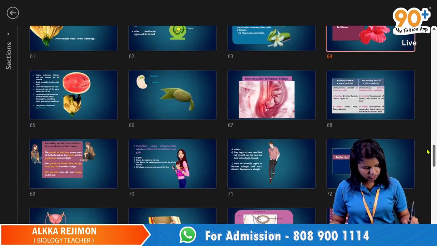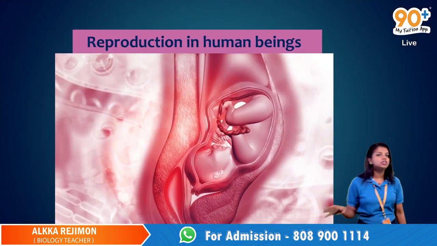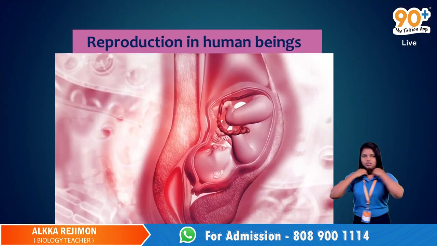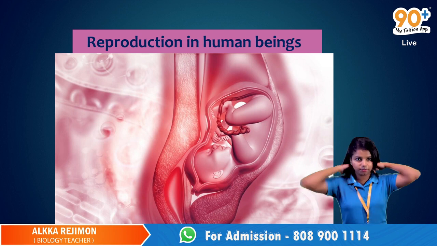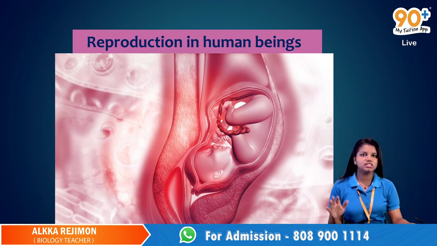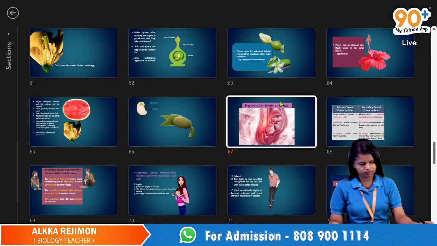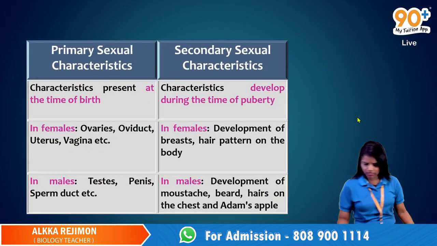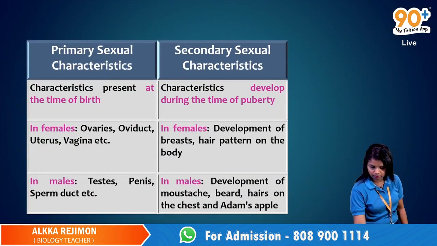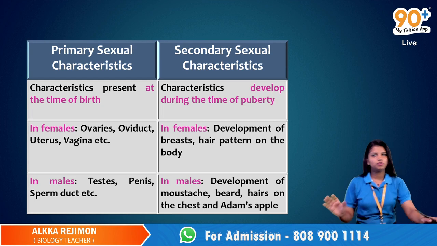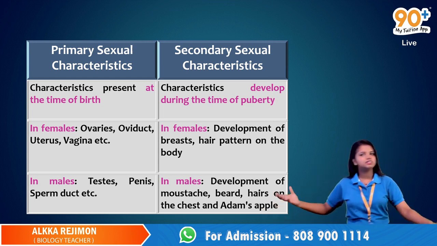And now let's discuss the reproduction in human beings. So we have discussed the reproduction in flowering plants, and now let's discuss the reproduction in human beings. So regarding human reproductive structure and function, there are certain cases you need to focus on. First one is the adolescence and puberty.